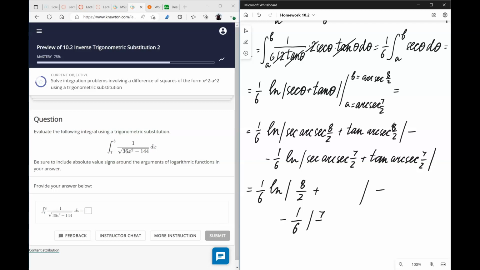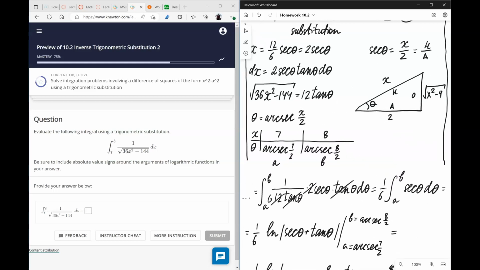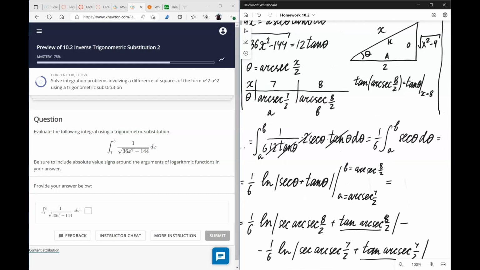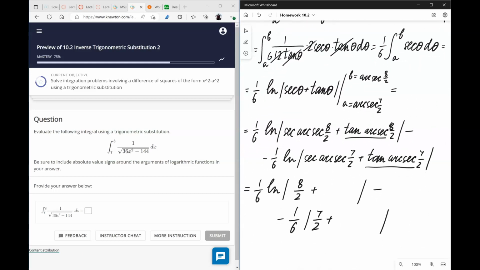1/6 of 7/2 plus. The main question is, what's tangent of arc secant 8/2 and arc secant 7/2? And for that, we're going to go right over here. And we're going to notice that tangent of arc secant of 8/2 is nothing but tangent of theta when x equals 8. But tangent of theta is opposite over adjacent. So we want to write here square root of x squared minus 4. But instead of x, we're going to write 8. And we divide it by adjacent, which is 2.